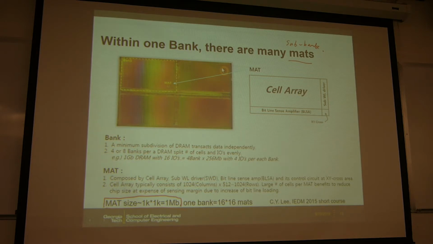Okay, so this is the DRAM system. We have the different hierarchy from the top level channel to the DIMM, to the rank, to the chip, to the bank, and then to this mat. So any questions?